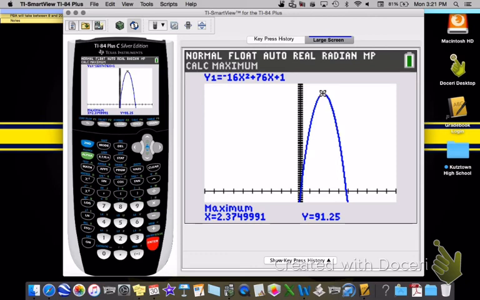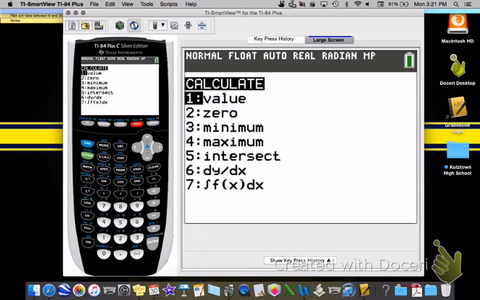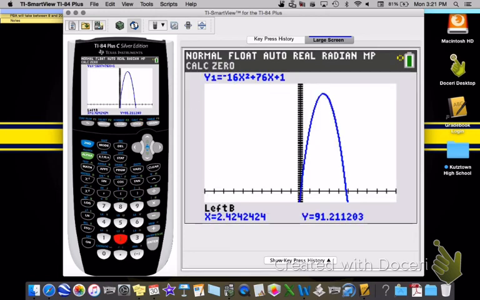So what I need to do, let's go second and calc. Computer's slow today. I know when I hit second calc, once it decides, there it goes. Number 2 is the 0. So, left bound. All right, so now I've got to think about my 0. Left bound. Oh, that's kind of close. Left bound, somewhere to the left of that 0.